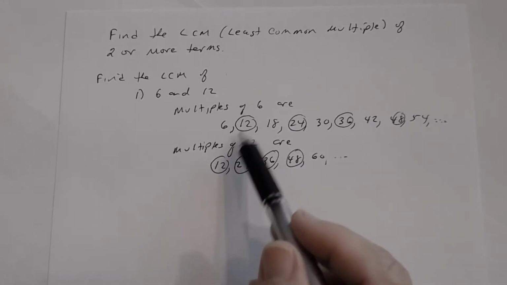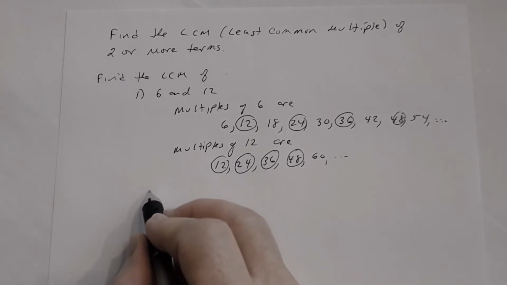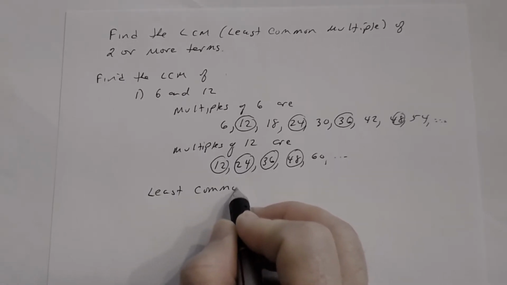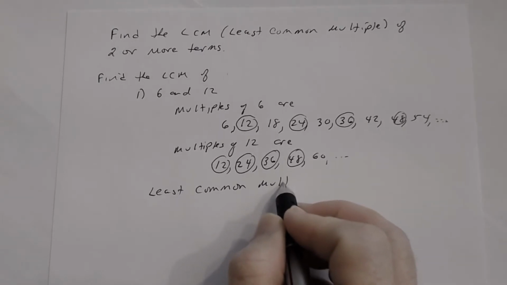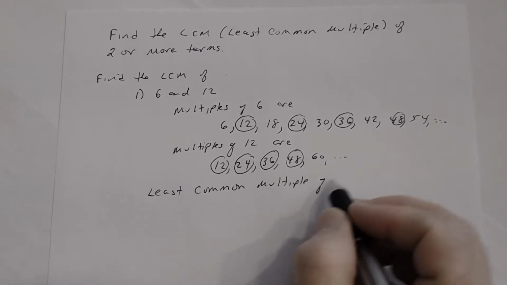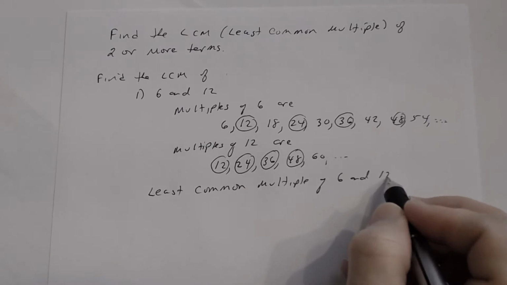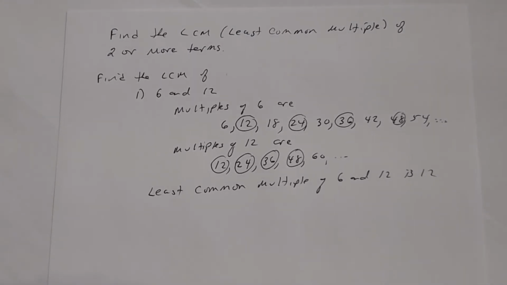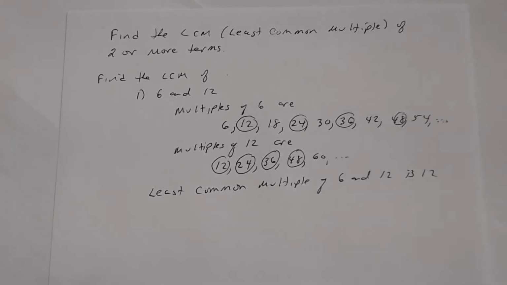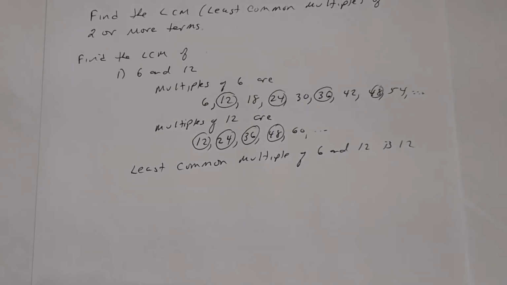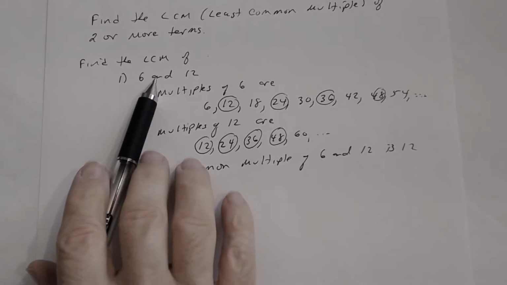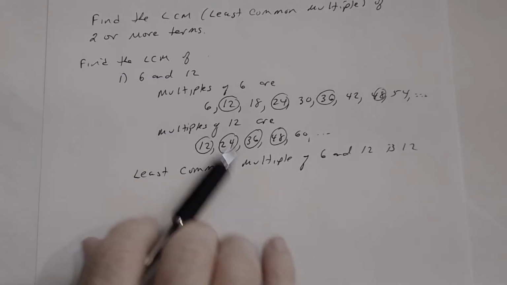So the least common multiple is 12. So the least common multiple of 6 and 12 is 12. Okay? Through experience, when you do more and more of these and you start thinking with your reasoning skills, you can find the least common multiple of 6 and 12 without even doing any work.